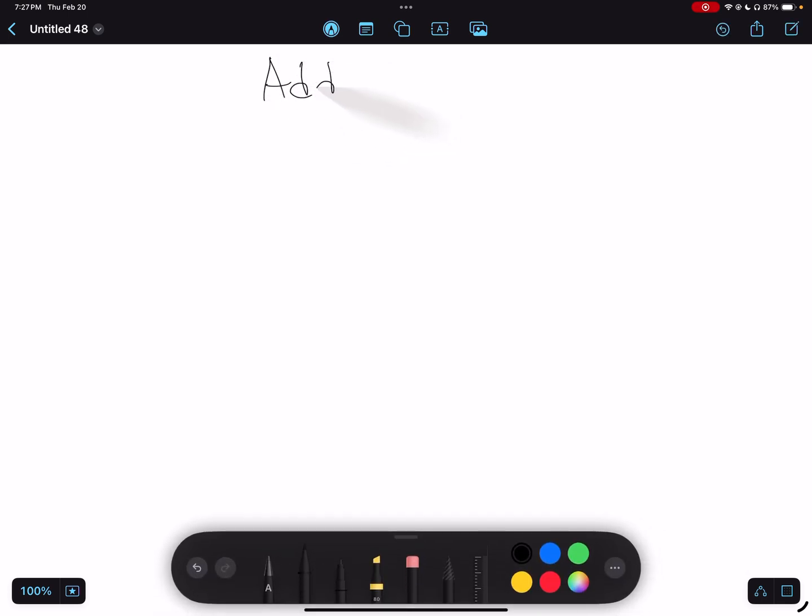Today's lesson, we're going to be talking about adding and subtracting decimals.